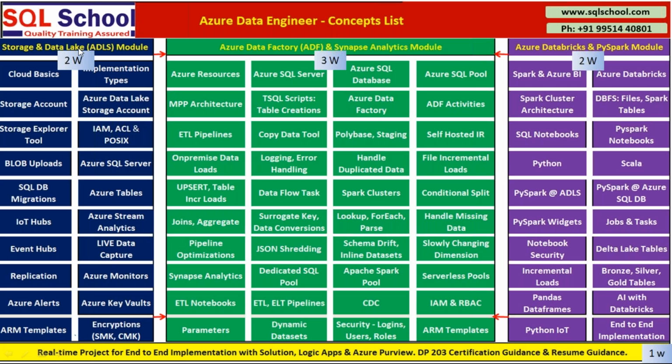Storage and data lake, minimum 2 weeks journey, Monday to Friday India time. And then data factory 3 weeks journey, Databricks 2 weeks journey. Total 7 weeks, final 8th week is for the project and integration. Snowflake with data factory, Snowflake with data lake, logic apps, CI/CD pipelines, etc.